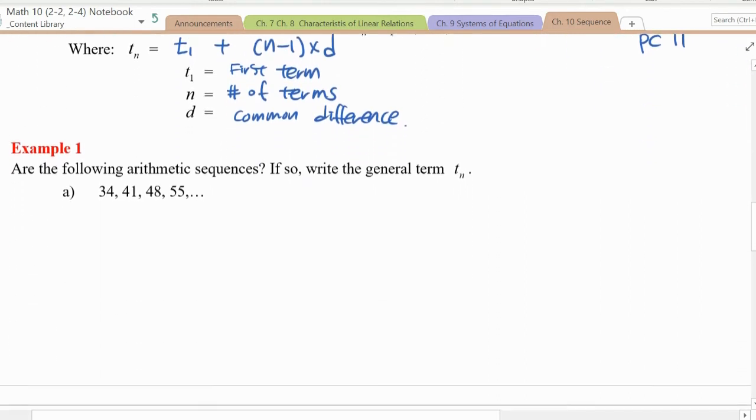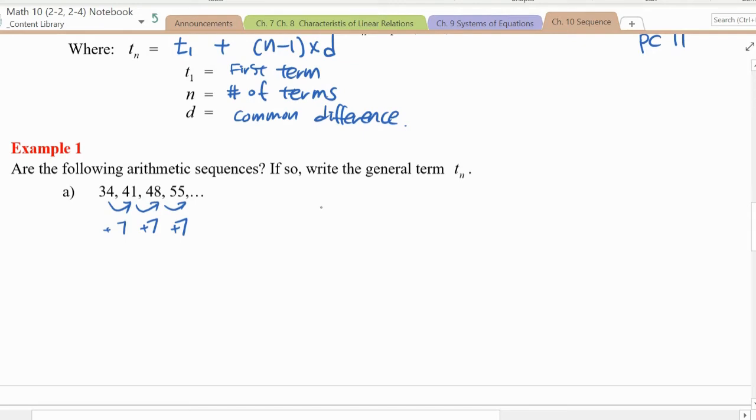Okay, let's move on. Example 1: are the following arithmetic sequences? If so, write the general term Tn. Let's see if it has a common difference. Look at this. 34 to 41 increased by 7. 41 to 48 increased by 7, and increased by 7. Okay? So they're increased by 7.